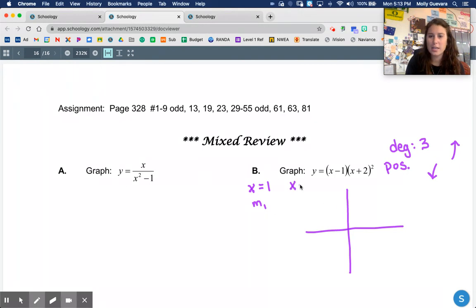And here I have a 0 of -2, which is a multiplicity of 2 because of this squared. And so that tells me it bounces. So that tells me that here at -2 and here at 1, the graph comes up and it bounces at -2, and then it cuts through at 1. And so there's my graph. So that one doesn't have to be perfect. It's just a sketch, but using the information that we're given here.